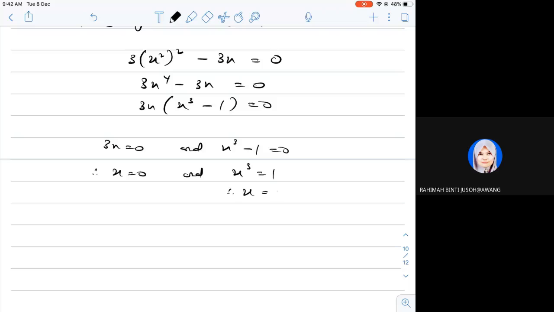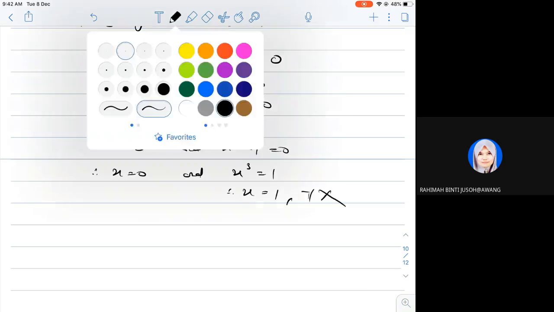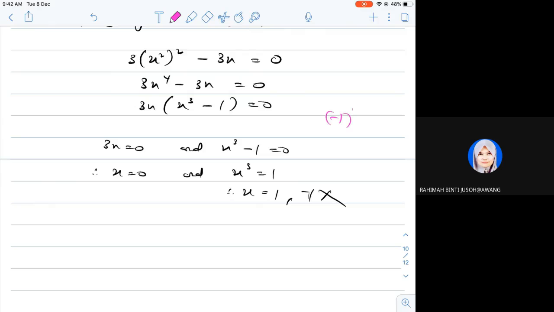Yes, 1. Okay, my question: can x equal negative 1? Can I put 1 and negative 1? Can? No, cannot. Because negative 1 cubed equals negative 1, so cannot. So only x equals 1.